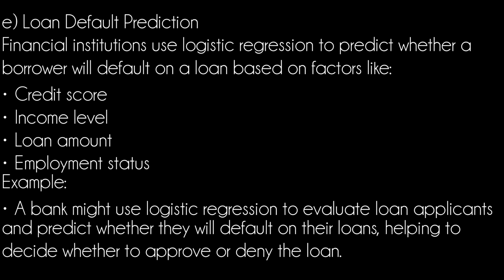Loan default prediction. Financial institutions use logistic regression to predict whether a borrower will default on a loan based on features like credit score, income level, loan amount, employment status. Example, a bank might use logistic regression to evaluate loan applicants and predict whether they will default on their loans, helping to decide whether to approve or deny the loan.